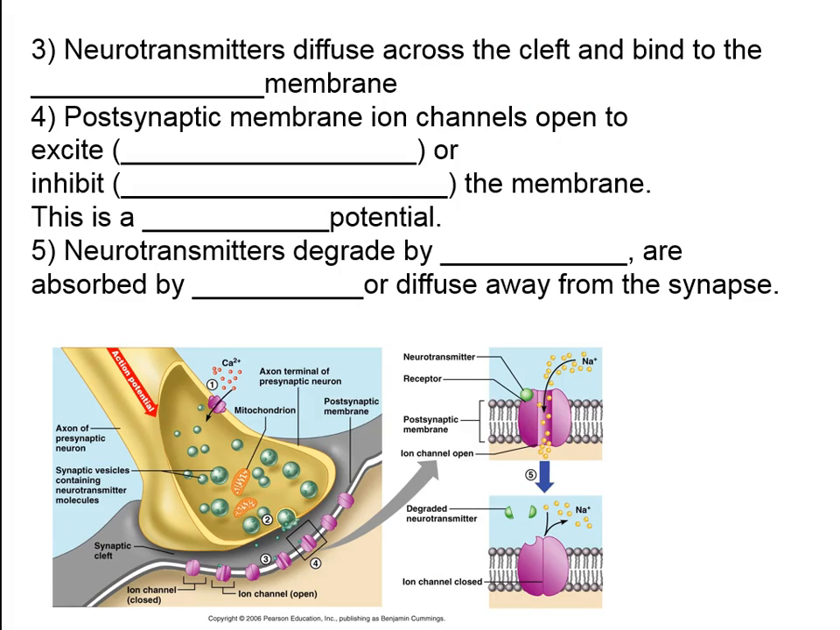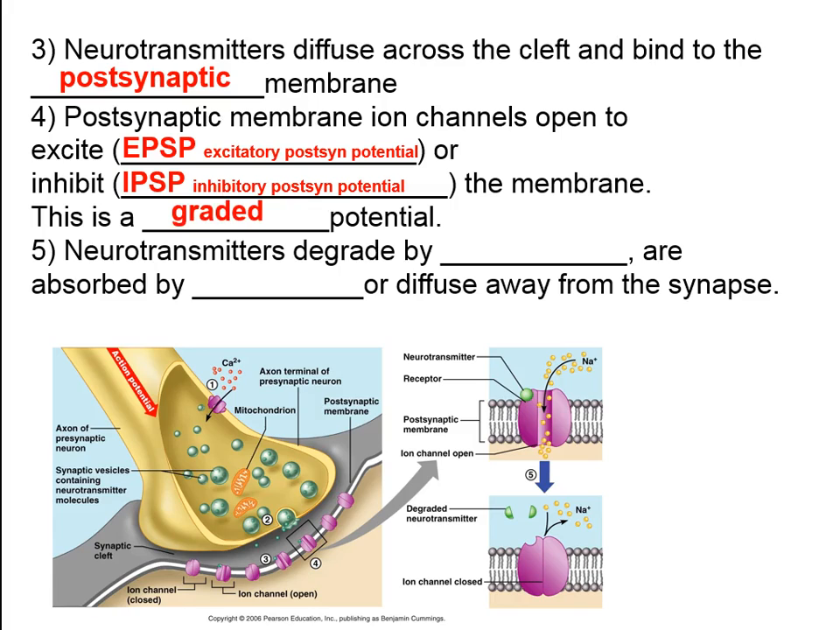Neurotransmitters diffuse across the cleft and bind to the postsynaptic membrane. The postsynaptic membrane ion channels open to excite, or they can inhibit to bring it further away from threshold. If an ion channel opens and excites the next membrane, then it's an excitatory postsynaptic potential, or if it brings it further away from the threshold or stops, it's an inhibitory postsynaptic potential.